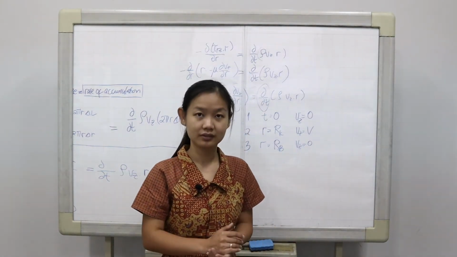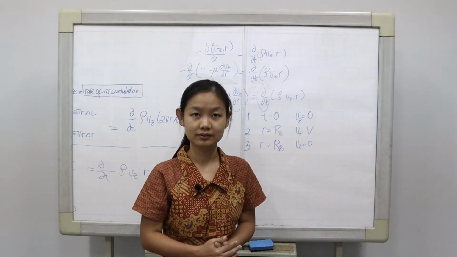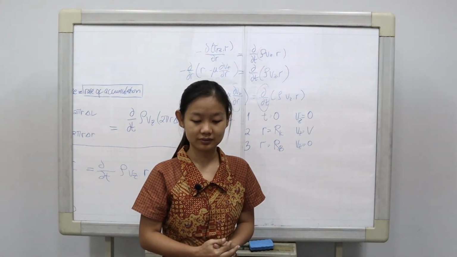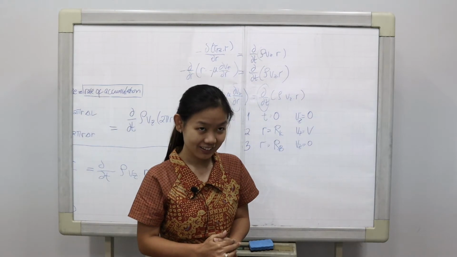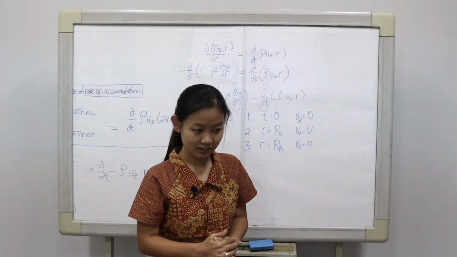I want to ask. I still don't get it how we determine the boundary condition with 1T and 2R. With what? Sorry. The boundary condition, why we use 1T and 2R.